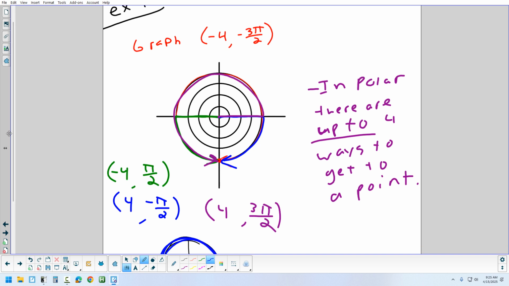I also don't count writing each of those in degrees and radians as different ways. Again, it's all based on the direction. If you want to use degrees or radians, that depends on the problem. But it's right clockwise, right counter, left clockwise, left counter. Those are the 4 ways.